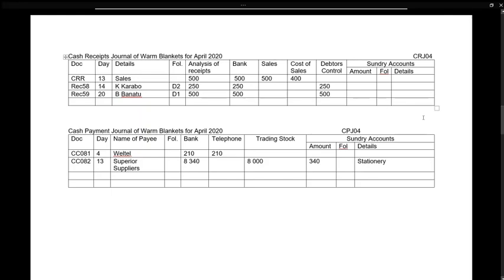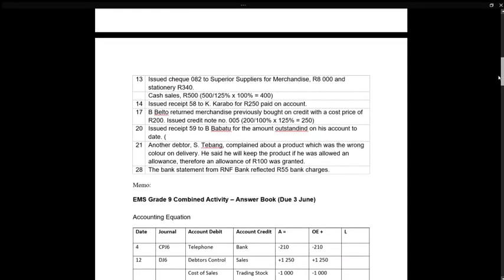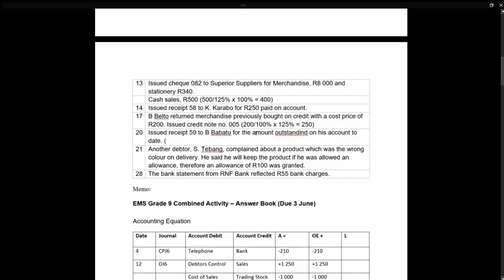Alright, next transaction. Next transaction took place on the 21st. I wanted to calculate it here, but it's easy, just one transaction. Right, on the 21st, another debtor, Esteban, complained about a product which was the wrong color on delivery. He said he will keep the product if he was allowed an allowance. Therefore, an allowance of 100 Rand was granted.